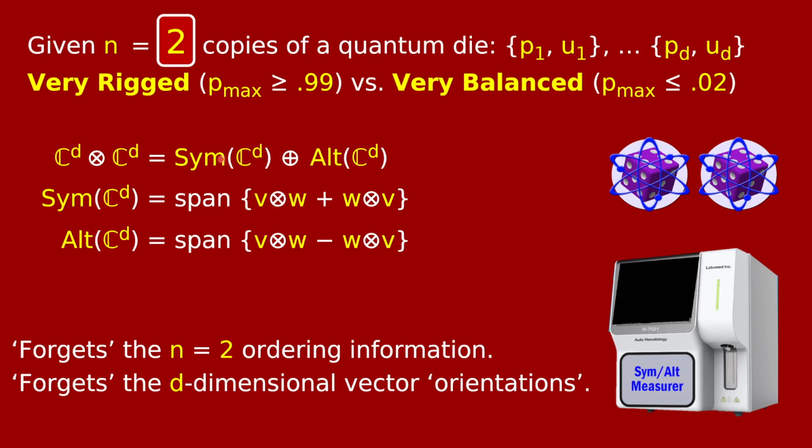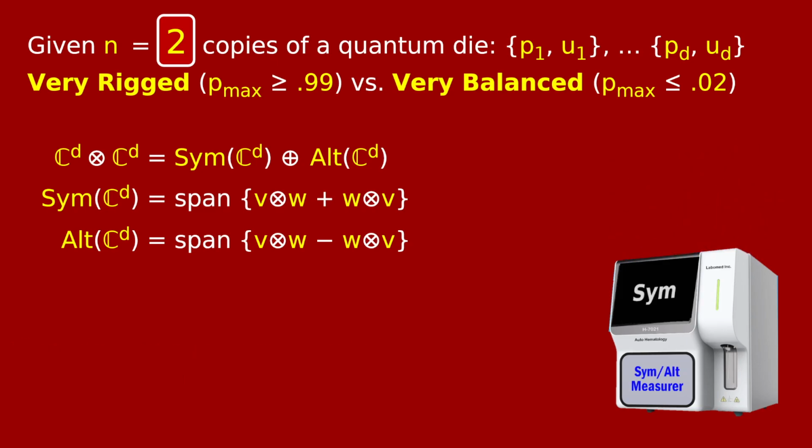Okay, so since this is a decomposition into orthogonal subspaces, we can, in principle, build a physical measuring device that takes in these two d-dimensional quantum dice, measures them and outputs on its screen just one of two outcomes, either sim or alt, according to their projection into those subspaces. So let's take a closer look at that.